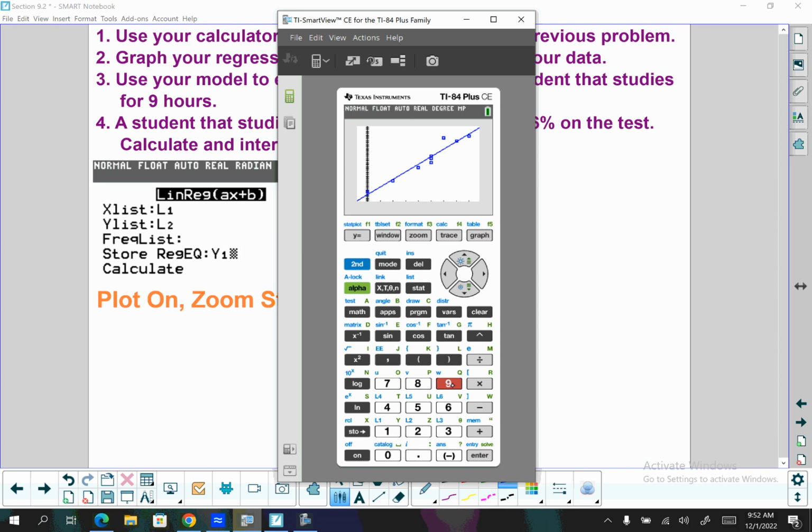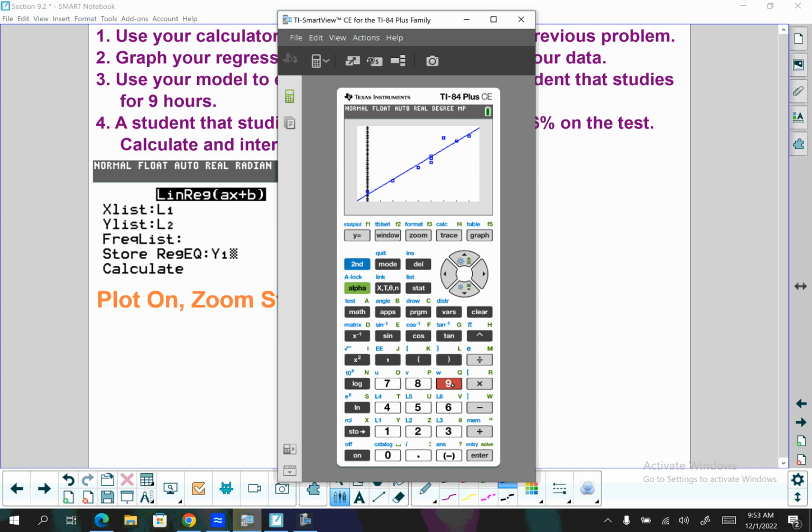Uh-huh. I don't have the R. Oh, we need to do that from yesterday. Okay, so we're gonna hit mode. And go down to stat diagnostics and turn that on. Right now when you redo it, the R will show up. Okay. Other questions in the calculator yet? Hit vars, y vars, function. Okay, anything else?